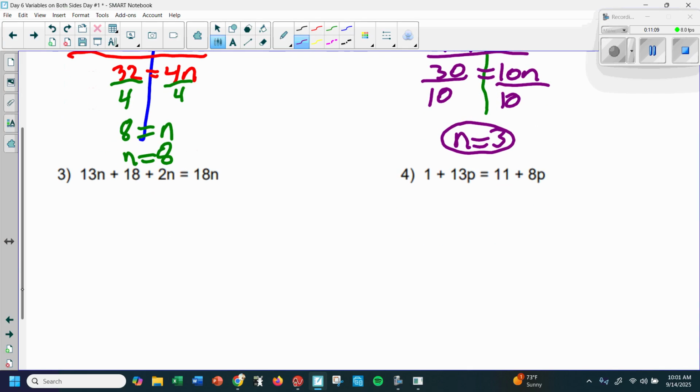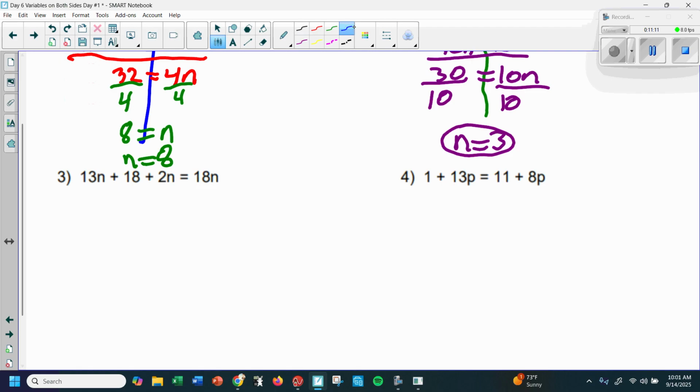Cool. Okay, number 3. Let's try to pick up the pace a little bit. 13n plus 2n is 15n. So if you can combine like terms, do that first. Oh no, I forgot to draw the Great Wall of Mathematics. Silly Mr. Morrow. So 15n plus 18. If you don't use it, reuse it. So all I did was combine like terms.